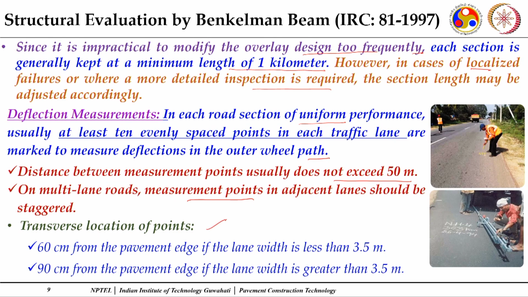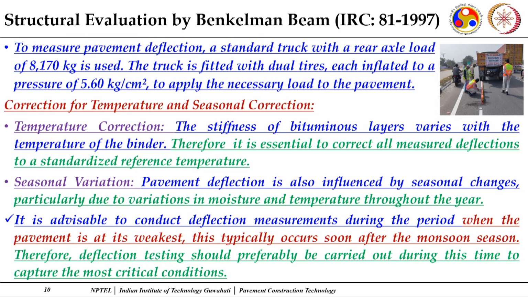Now, how far should it be from the pavement edge? Again, it is specified in IRC 81. It says that it can be 60 centimeter from the pavement edge if the lane width is less than 3.5 meter, and it can be around 90 centimeter from the pavement edge if it is more than 3.5 meter. So you can see the distance from the pavement edge where these measurements are to be made.